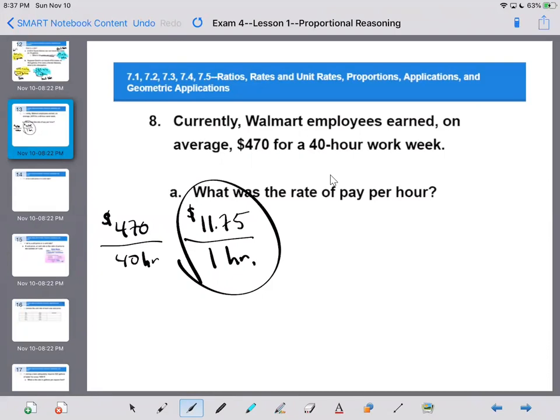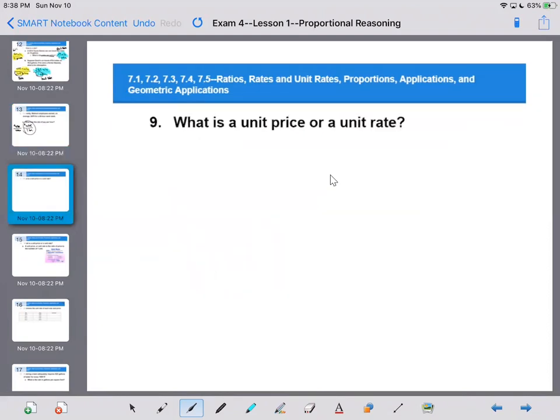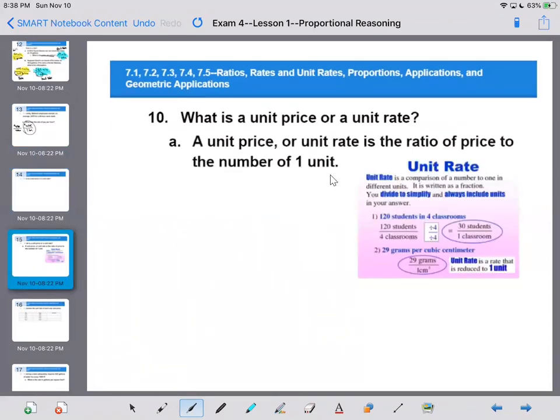Now you can look at unit rates per year, and that's when you're typically looking at an annual salary, where you're looking at what you would make per year. You can break that down to per month and per week and per day, even per hour. So a unit price or a unit rate, like I said, is when we are looking at a denominator of 1.